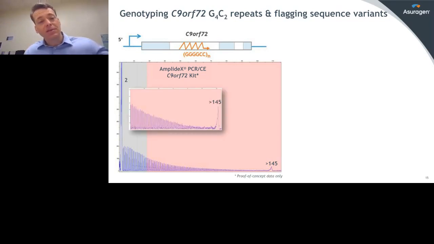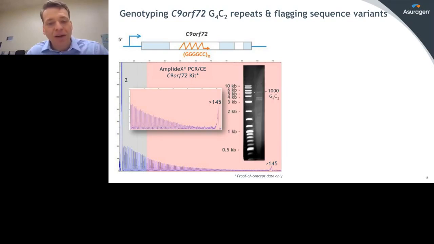Well, we've taken the same approach that I described before with the FMR1 target and fitted it and optimized it for this particular repeat expansion. And what the profile looks like, very similar to what I showed you with Fragile X, is that this is an expanded sample where the normal allele is 2 repeats and the expanded allele goes out beyond 145. If we do a zoom in on that, you can see the peak pileup that's associated with that greater than 145.